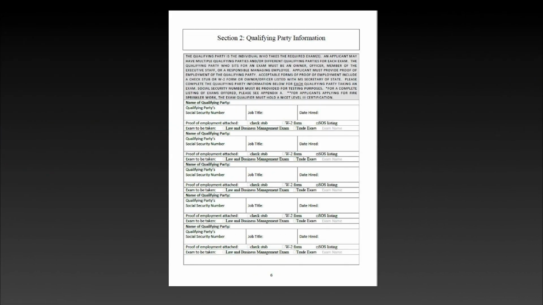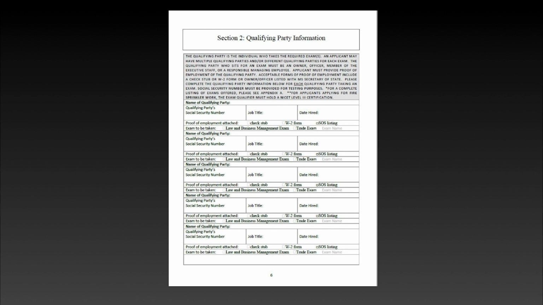Section 2 covers qualifying party information. In this section, you will be filling out information on the qualifying party. Remember, a qualifying party is an owner, responsible managing officer, responsible managing employee, or a member of the executive staff who appears for and takes examinations on behalf of the individual, partnership, or corporation seeking a license. In other words, a qualifier is the person who sits for the exams and is responsible for the construction operations. The qualifier is the person who has the relevant, hands-on experience required for the license classification.